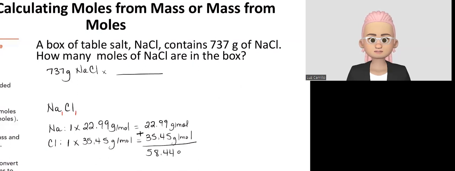58.44 grams per mole. Now that we have the molar mass, in this case, since we are going from grams to moles, we are going to divide by the molar mass. So what that means is that in this fraction that I have, in the bottom, I'm going to put 58.44 grams, and on the top, 1 mole. Remember that the units are specifically for sodium chloride.